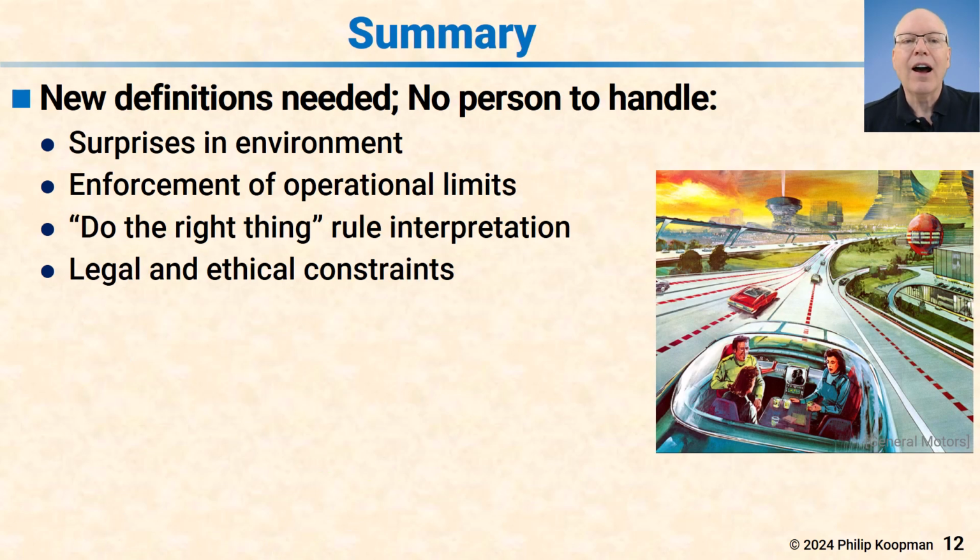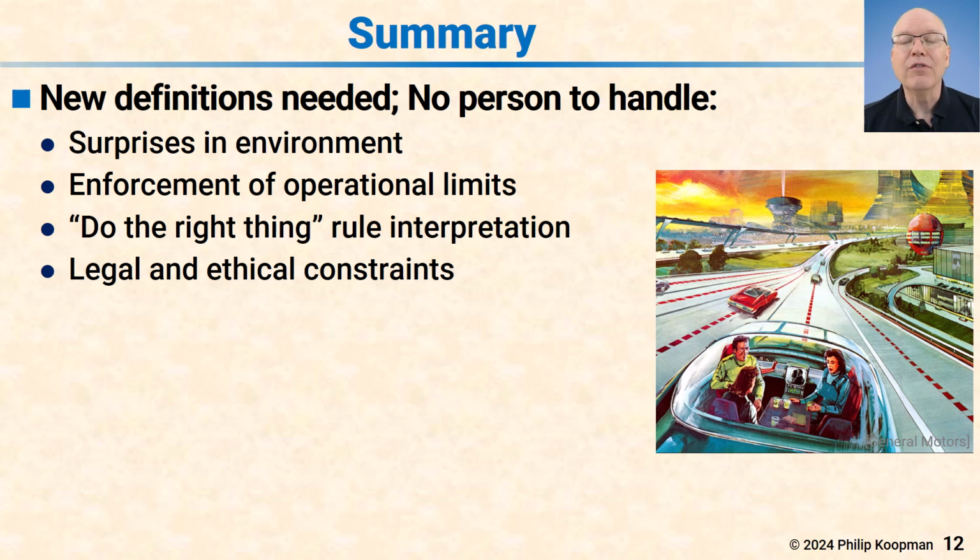Summarizing, I think we need some new definitions for safety because the lack of a human driver in a car really breaks a lot of the assumptions we had built into safety cases. And this is for more than cars. If you have an aircraft that has no pilot, you have all the same sort of dynamics that there's no pilot to take responsibility for a lot of the things that the computer now has to do. In particular, there's no human there to deal with surprises in the environment.